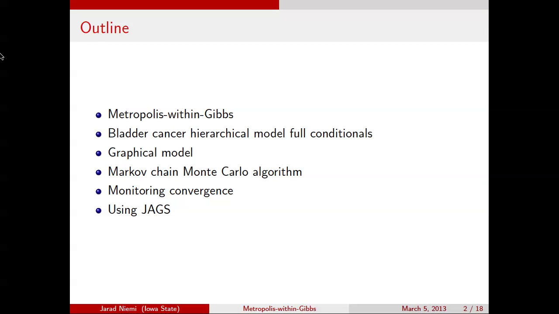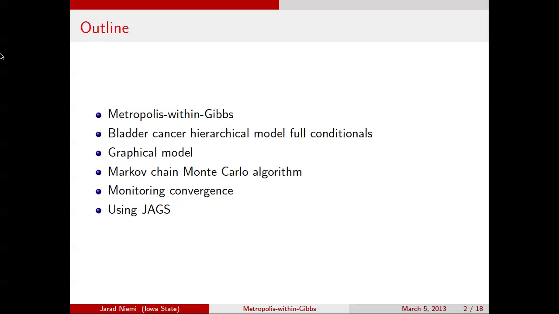Since this is a little bit longer, I have an outline of what we're going to do. I'm going to briefly mention this whole idea of doing Metropolis-within-Gibbs, and then remind you what that bladder cancer model was, the hierarchical model we were using for that data set, and describe what the Gibbs steps would be and derive those. Then I'm going to look at a graphical model representation of this hierarchical model, and how we can use that to think about conditional independence in our Gibbs sampler. I'm then going to fully define our full MCMC algorithm. I'll tell you what exactly MCMC means at that point.